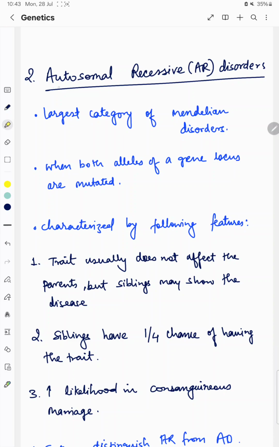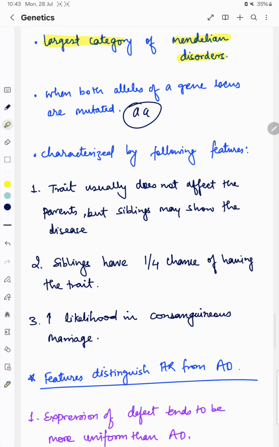After autosomal dominant disorders, we are going to discuss autosomal recessive disorders. The largest category of Mendelian disorders is autosomal recessive disorders, when both the alleles of a gene locus are mutated. They express in the homozygous condition. The trait usually does not affect the parents, but the siblings may show the disease.